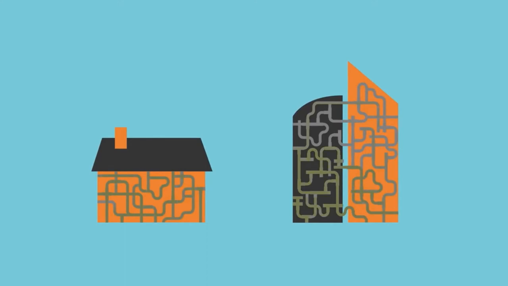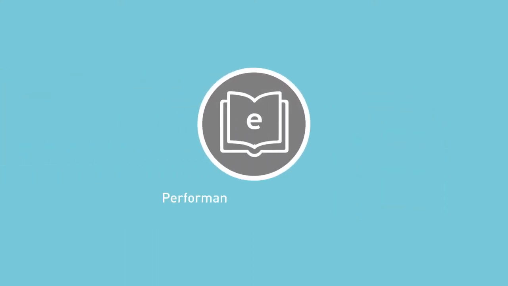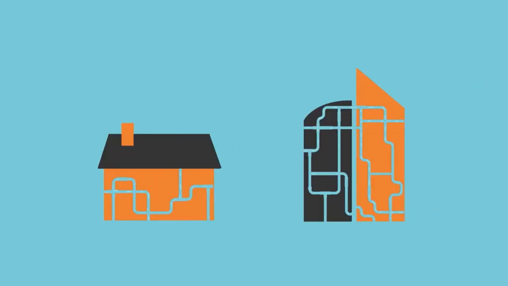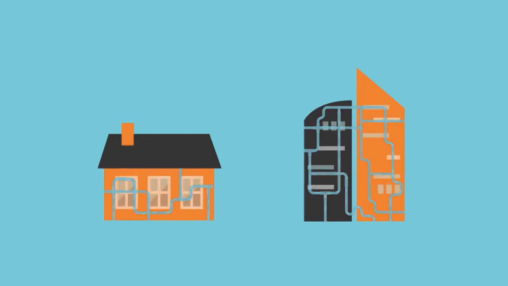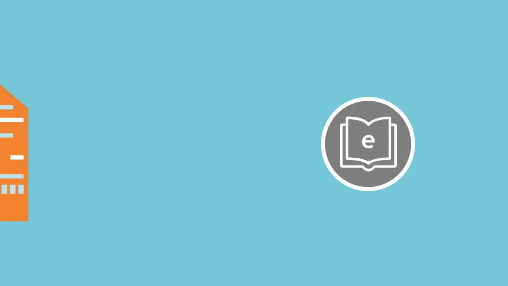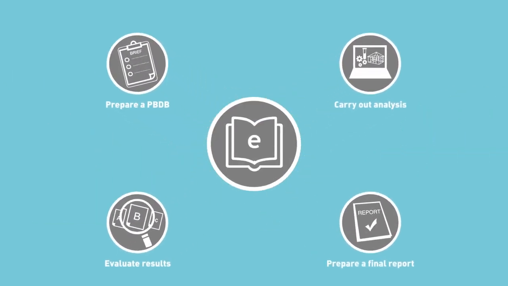To assist in the development of performance solutions, the ABCB has produced this guidance document. It can be used for both simple and complex performance-based designs, with the length and complexity of the process being proportional to the complexity of the design. The guidance document is presented as four distinct steps.